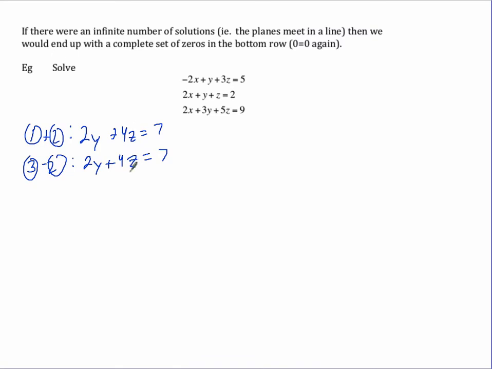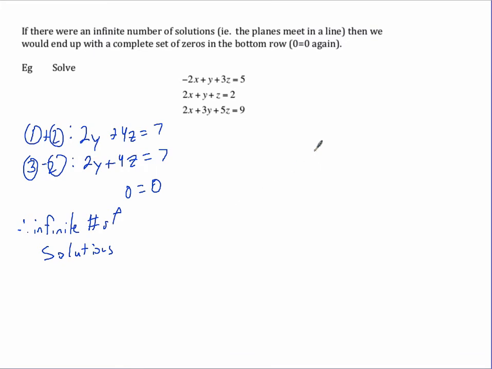So when that happens, you subtract, you get 0 equals 0. Now if this is true, you have an infinite number of solutions, so they intersect at a line. If it's not true, then you have no solutions. So this means an infinite number of solutions. Graphically, they intersect at a line.